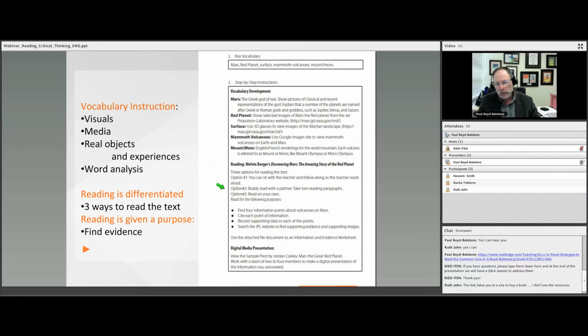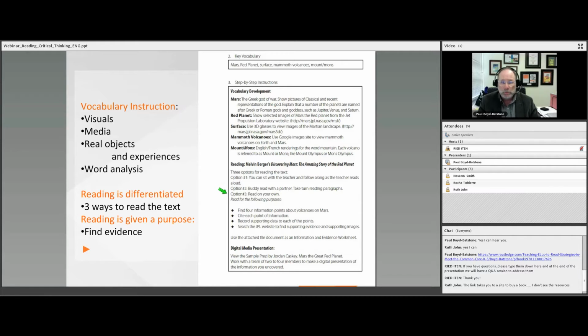I've also differentiated how we're going to read here. Option 1, or level 1 students, can sit with me, the teacher, and follow along as I read aloud. Option 2, students can be buddy reading with each other, where they take turns reading paragraphs so they don't get tired. Option 3 is you can read independently if you're ready to do that.